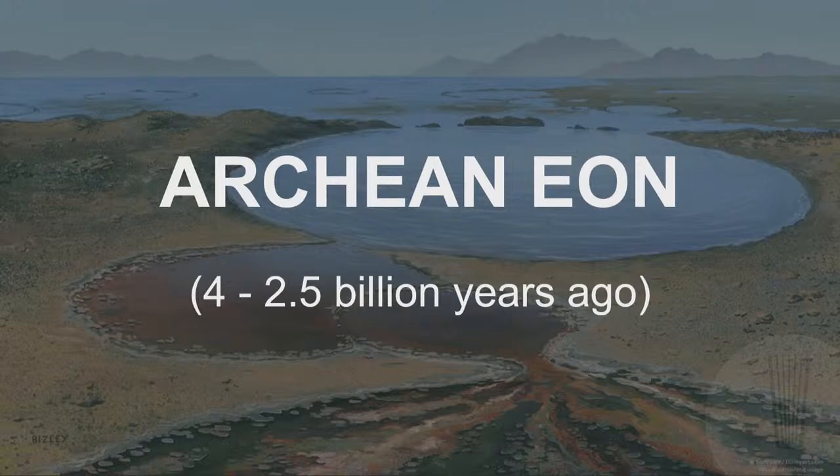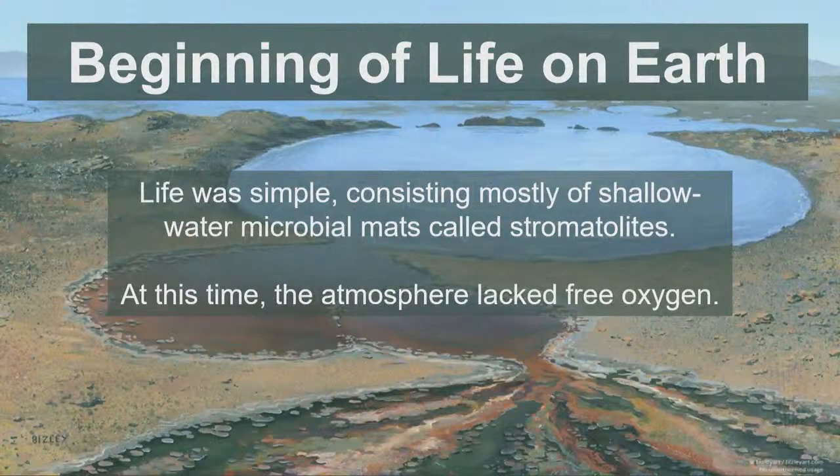It was pretty simple life forms. Didn't consist of a whole lot. Mostly shallow water microbial mats, and this is where I like to bring up the topic of stromatolites, and I have a collection of stromatolites, including one from the Ozarks. It's called Ozarkanelia. I can't remember the exact genus, but at this time the atmosphere lacked free oxygen, and we're going to see why this is, how plants played a part in changing the atmosphere.